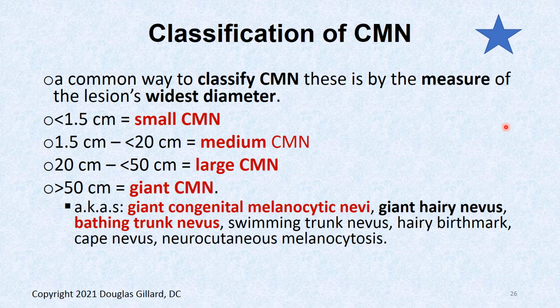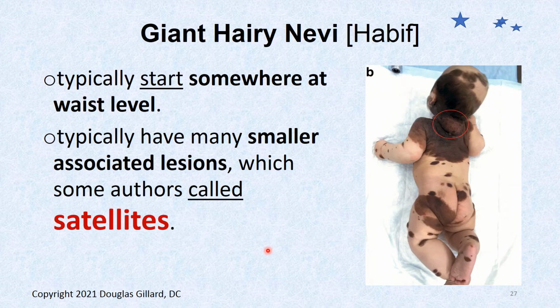They have some AKAs. Congenital or giant congenital melanocytic nevi, bathing trunk nevi, because they usually happen down by the bathing suit line. Giant hairy nevi is another one, and all sorts of AKAs. And yeah, the giant hairy nevi, you can see this is one right here. It is hairy. It's huge.